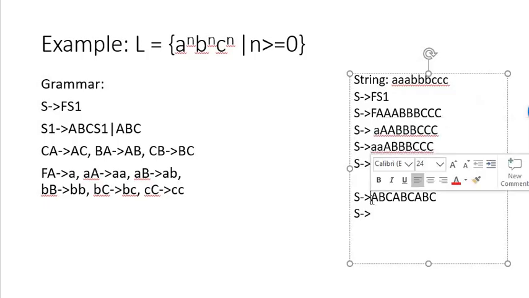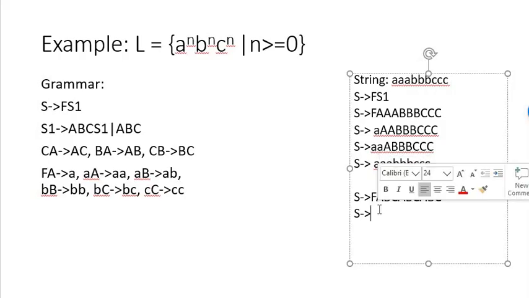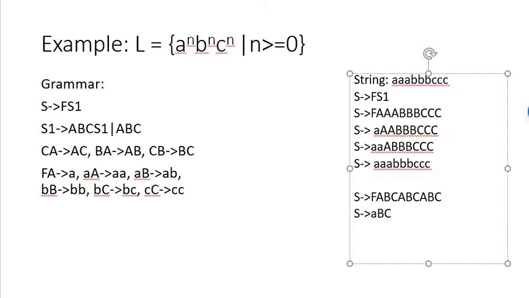But if I do that here, so S to FS1, and from S1 we have generated ABC. Let us see whether this wrong string can be generated or not. I will replace this FA by small a. So it will become a, B, C, capital A, capital B, capital C, A, B, C. Now this small a, capital B will be replaced according to this production by small a, small b. This small b, capital C will be replaced according to this production by small b, small c. Then what?